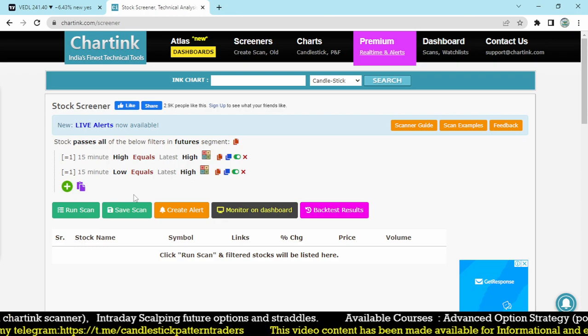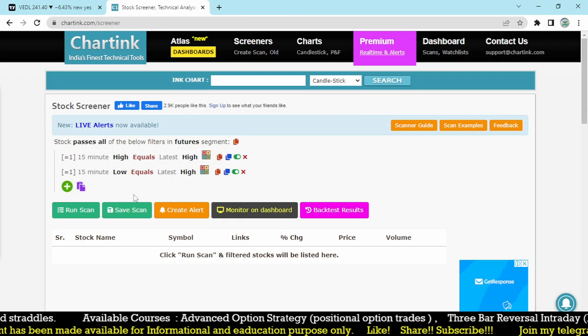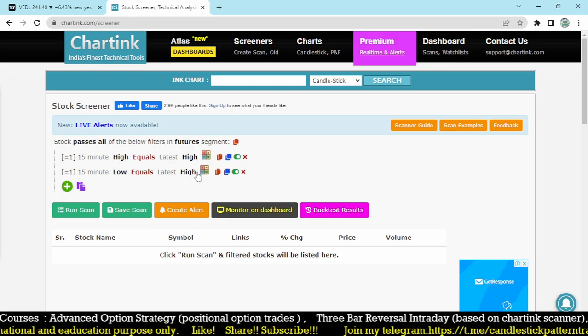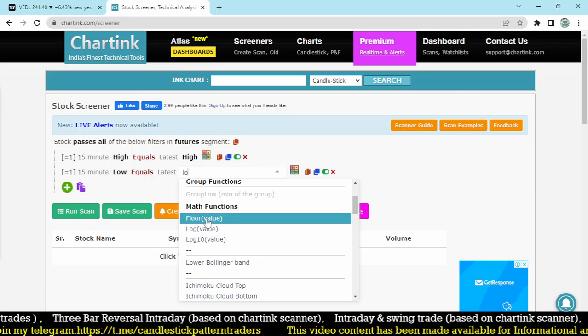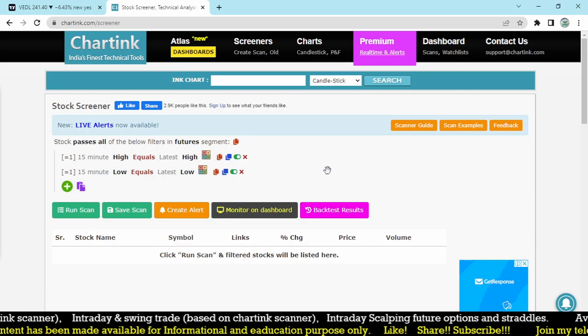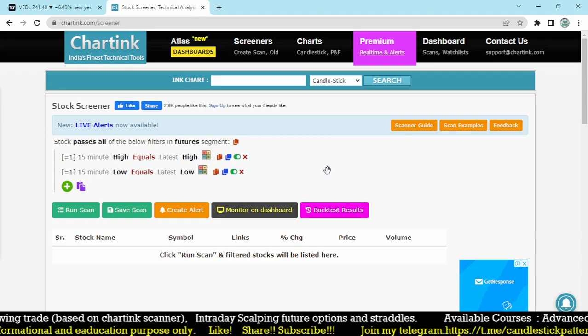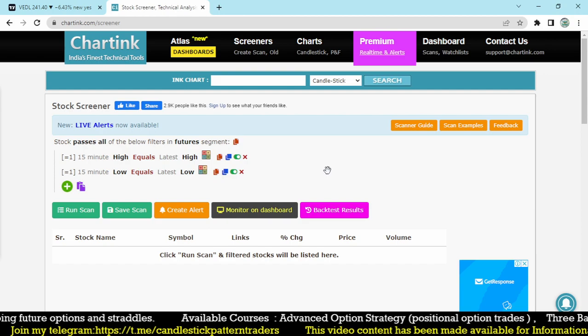of the day, and I can go for it, it must be a low. Hope you find out. This is the scanner, a very simple 2-line scan that will give you such a big opportunity for tomorrow's trade.